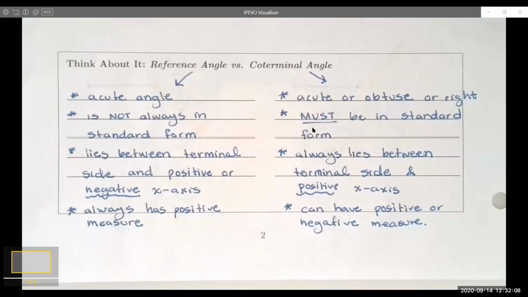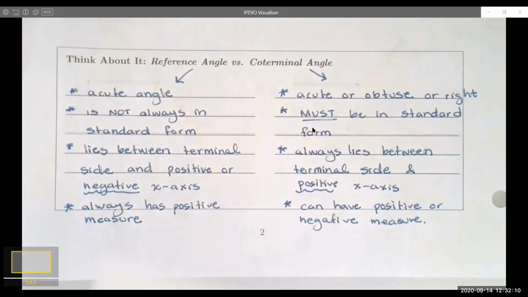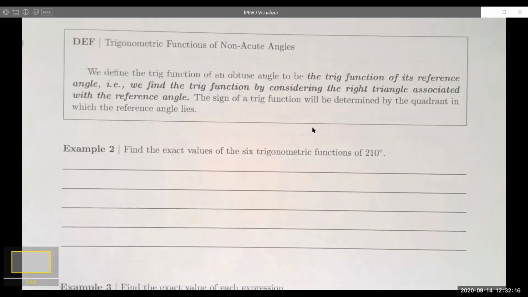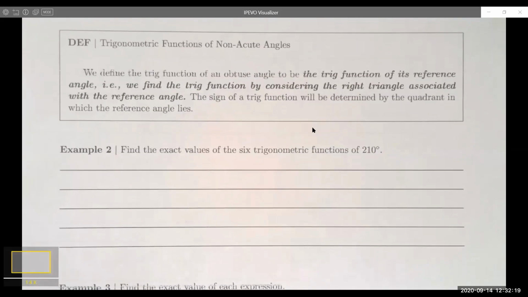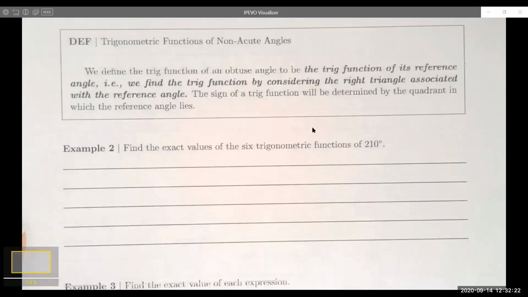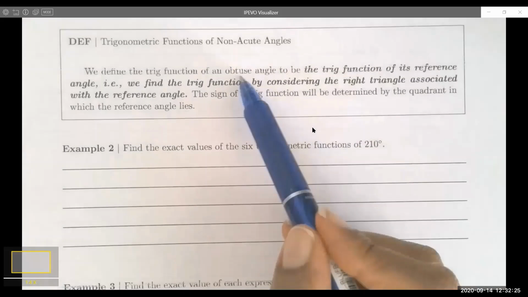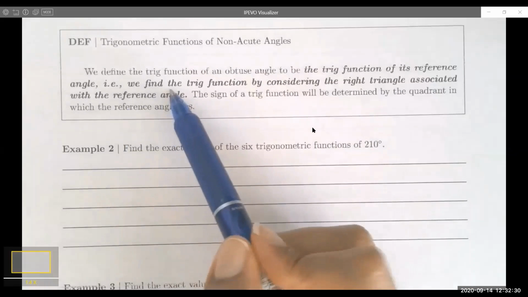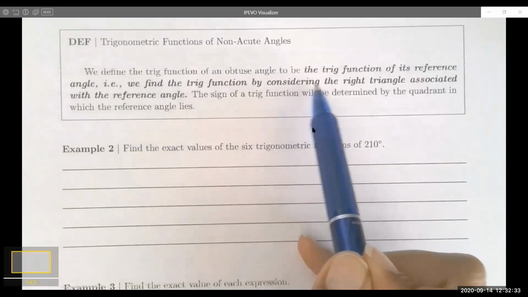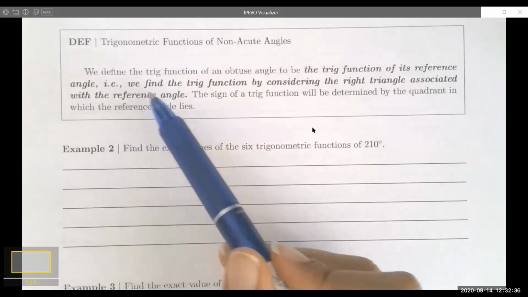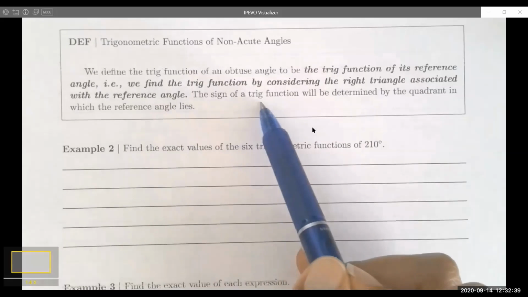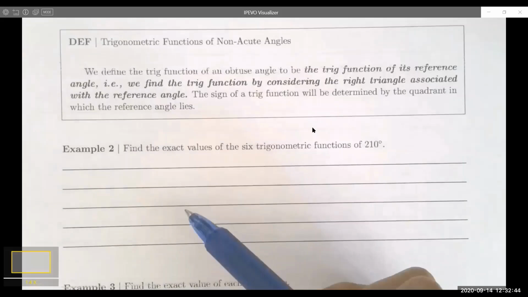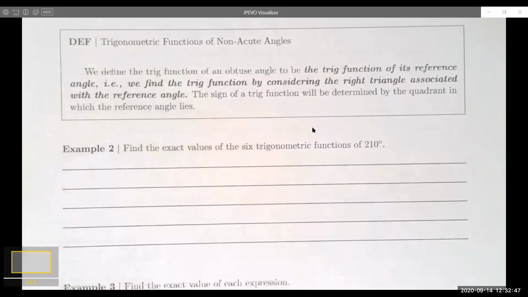Okay, so now that we know what the reference angle is, let's go back to the original purpose, which is to find the trig functions of non-acute angles. We define the trig function of an obtuse angle to be the trig function of its reference angle. That is, we find the trig function by considering the right triangle that's associated with the reference angle. And then the sign of the trig function will be determined by the quadrant in which the angle lies. Okay, so let's see this through an example.